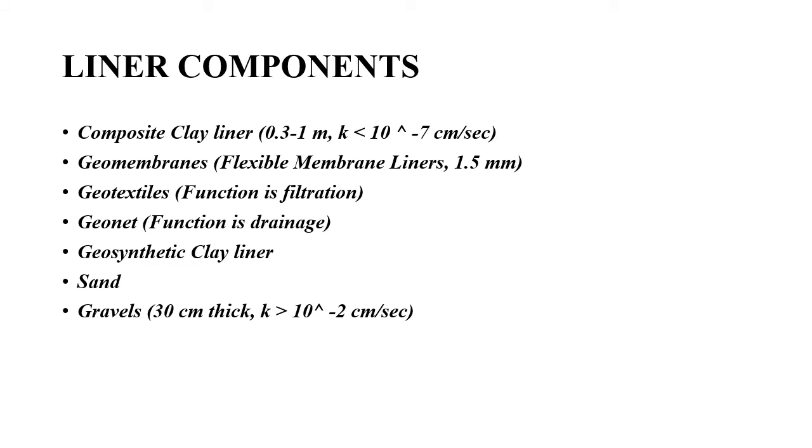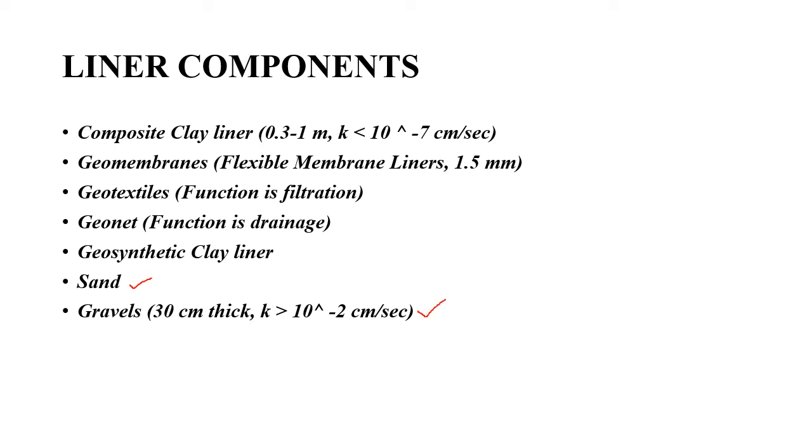So as an overview, these are the different liner components that come within the liner system. It can be a composite clay liner. Generally a liner system will have two separate systems, that is a leachate collection and drainage system and a barrier system. The leachate collection and drainage system has to perform the function of filtration as well as drainage. If you are opting for natural materials, you can go for sand for the filtration function, and then gravels which can serve the function of drainage.